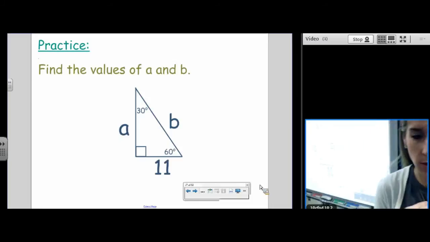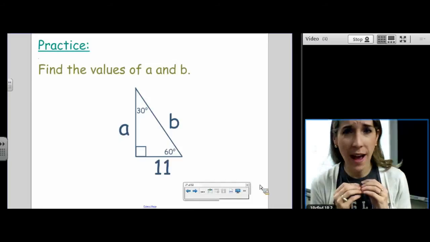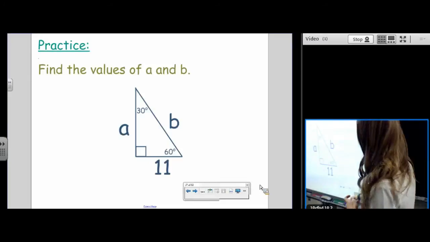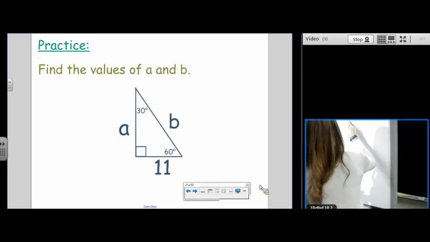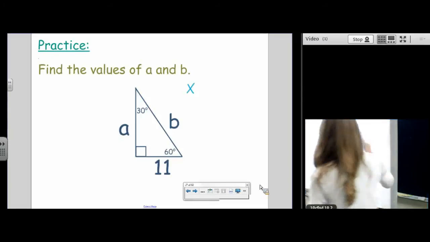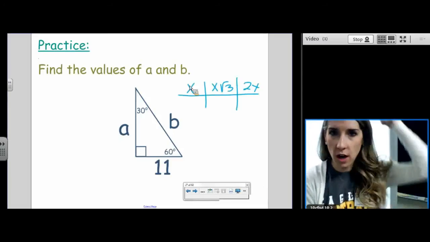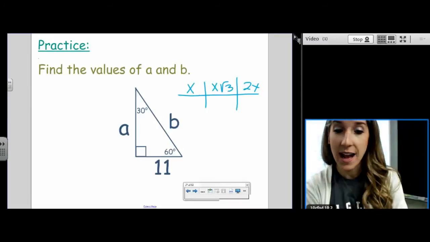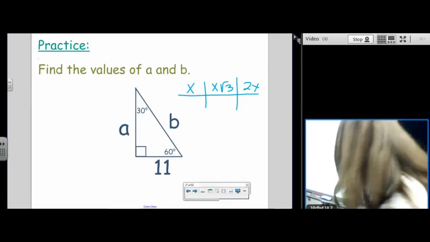You're going to need a table. I will show you the table, but you don't have to use the table if it is kind of redundant for you, if it's too much work, okay? So here's what I do while students are still getting used to the rule. I make a small little chart, and it's x, x root 3, 2x, because that's the rule, okay?